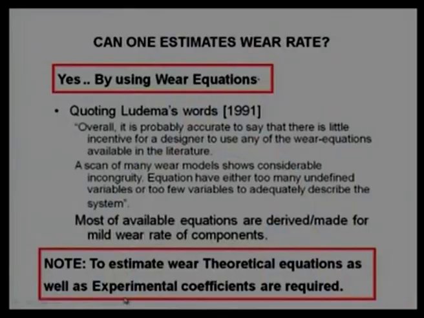Finally, the conclusion from this slide says that to estimate wear, theoretical equations as well as experimental coefficients are required. That means we cannot get 100% results just by physical relations. We need experimental coefficients, or experiments performed on the system, to get the results. We can do comparison. If we want to compare 2 materials, 4 materials, or 2 system designs, then wear equations or theoretical equations may give good results. But if we want to find the life in an absolute sense, then we need to use experimental coefficients too.